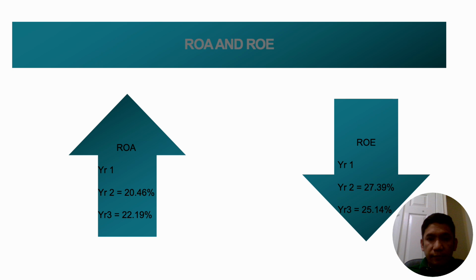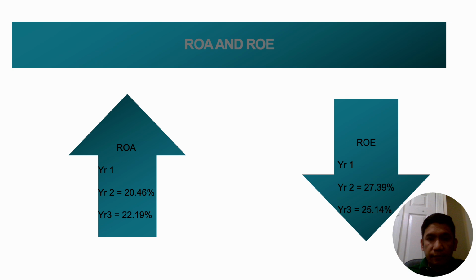The ROA, or return on assets, shows a moderate upward trend from 20.46 to 22.19%. ROA is evidence that the company is being more efficient at getting better profit with better use of its assets. The increase is a positive signal for Glenn's business, that more income is generated for each dollar of assets held.